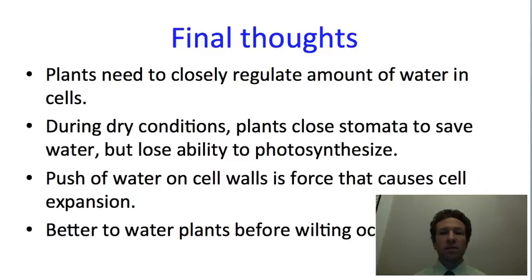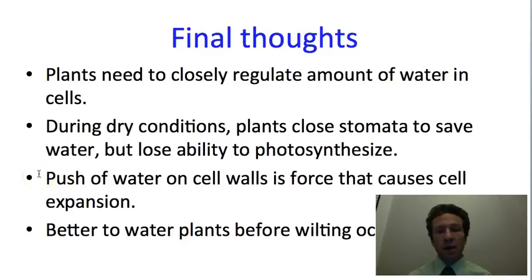So some final thoughts from today's lecture. First, for reasons that we've now talked about, it's important that plants closely regulate the amount of water in their cells. And they're going to do that sometimes by moving solutes in or moving solutes out. They are also going to open and close their stomata to control overall water availability. Additionally, during dry conditions, plants can close their stomata, which will help them save water. But remember, there's a trade-off. When they close their stomata, then they are going to be less able to photosynthesize.